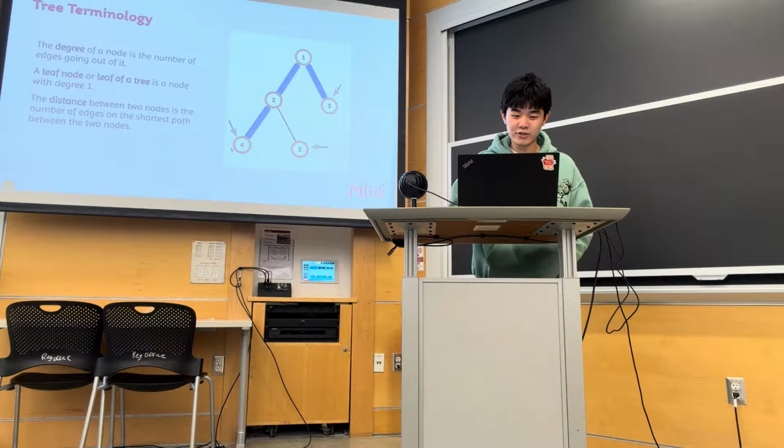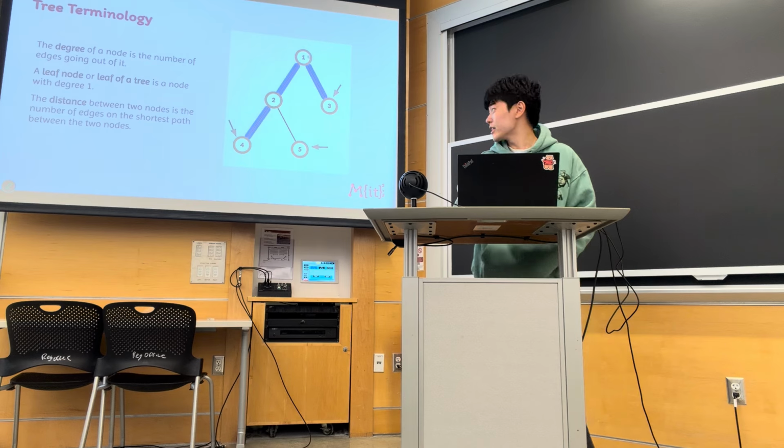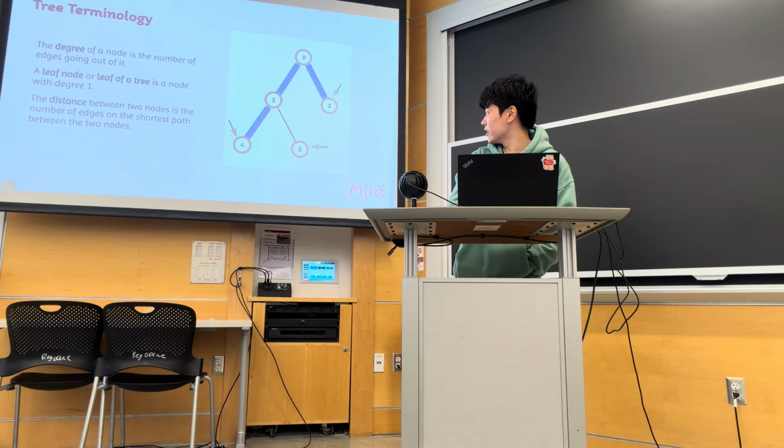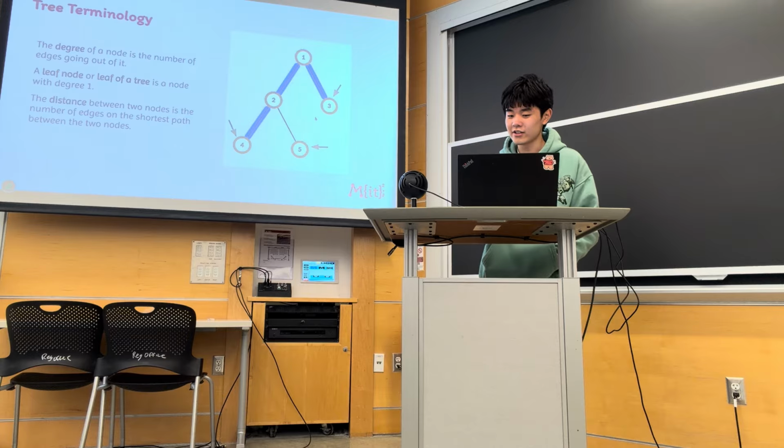Some quick tree terminology. The degree of a node is the number of edges going out from it. For example, here node 1 has degree 2 because it's connected to nodes 2 and 3. A leaf node is a node on a tree with degree 1. So here 3, 4, 5 are all leaf nodes. The distance between 2 nodes is the number of edges on the shortest path. For example, the distance between 1 and 4 is 2 because you go from 1 to 2 to 4, which goes through 2 edges. You can also notice that there's only one path between any 2 nodes. The distance between 4 and 3 is 3 because you go from 4 to 2 to 1 to 3.